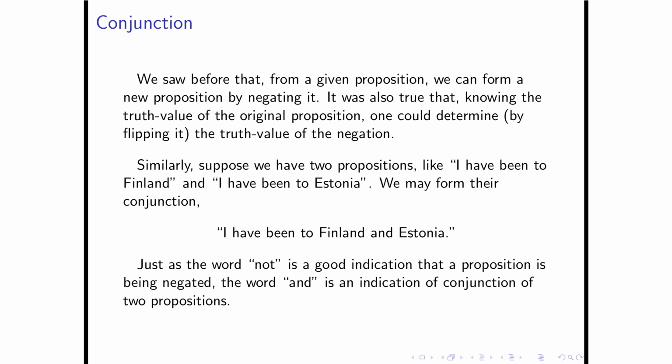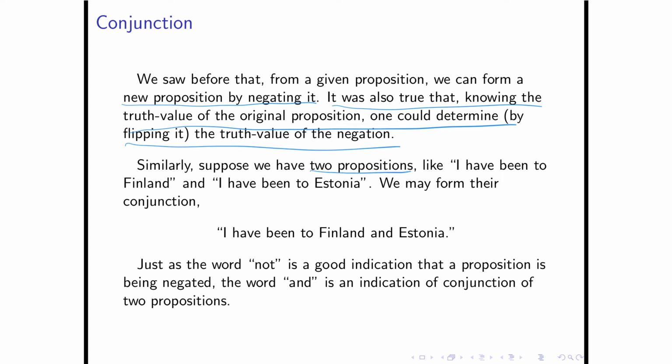So to start with conjunction, let's make a parallel with what we've already seen when it came to negation. What we saw with negation is that for any given proposition, you can negate it, and that gets you a new proposition. But it is a new proposition that is related to the original proposition, because if we know the truth value of the original, we can use that to find the truth value of the negation. There, it was a particularly simple process of just flipping the truth value.